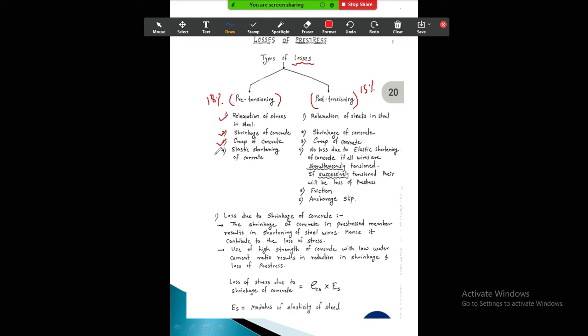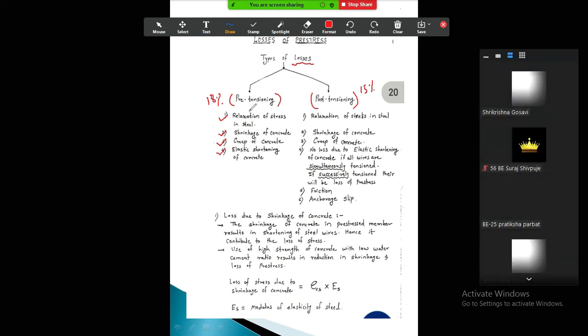Then the next is the elastic shortening of concrete. These four types of losses occur in pre-tensioning members.